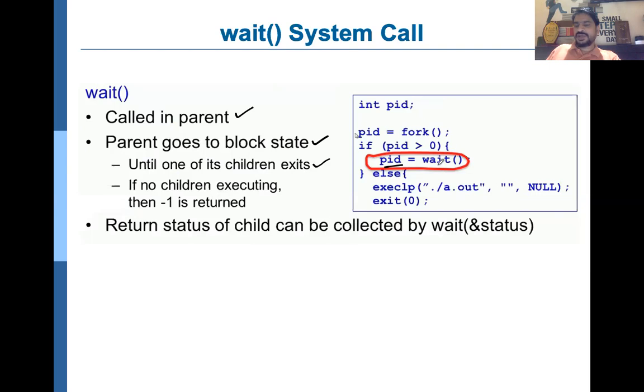If the children are executing, then wait is going to return 0. Then after that, next time it is going to the else part. The parent will go to the else part and call the exit.